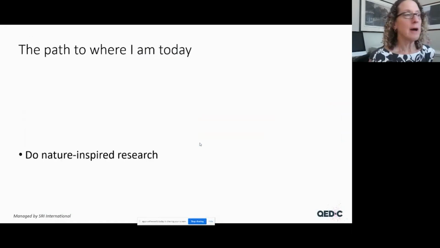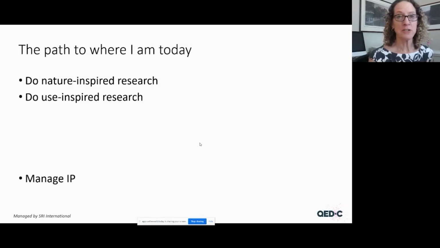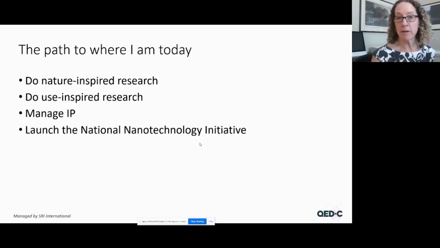So I was doing what I call nature-inspired research and then use-inspired research. And then I had the opportunity to transition more into non-technical work. I was managing intellectual property and licensing out technology from the research of the laboratory. I then got the opportunity to go into policy and went to the White House and launched the National Nanotechnology Initiative. So these doors kind of open, and I just want to illustrate how it can work. I had no idea when I started my career that I would end up working in the White House and creating a new national initiative, very similar to the one that's being set up now in quantum.